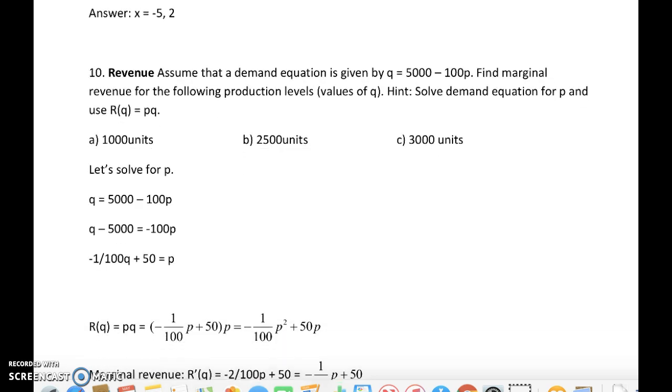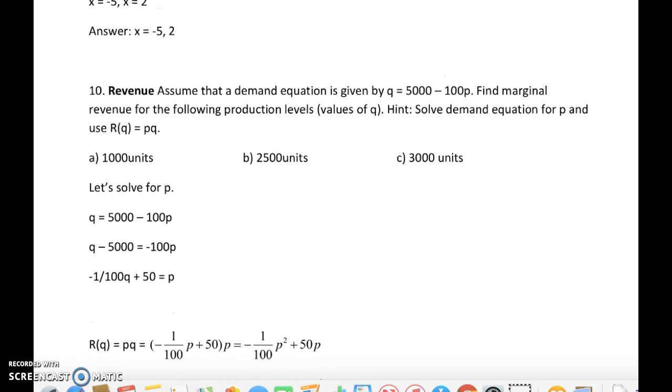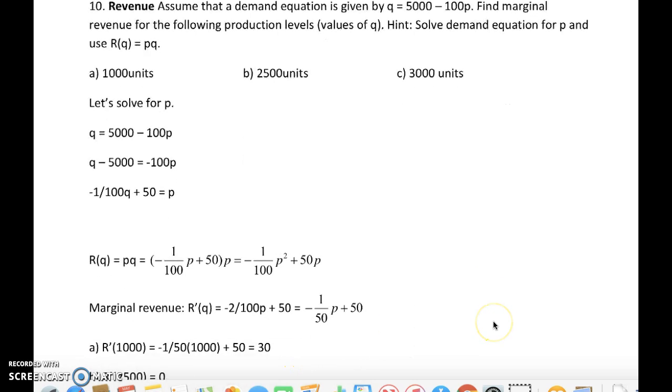And then we say, okay, R of Q is equal to P times Q, and so our P is negative 1 over 100 Q, or Q over 100, however you would like to write it, plus 50, times Q. Because we are multiplying P times Q and we solved for P, R of Q is equal to negative Q squared divided by 100, plus 50Q.